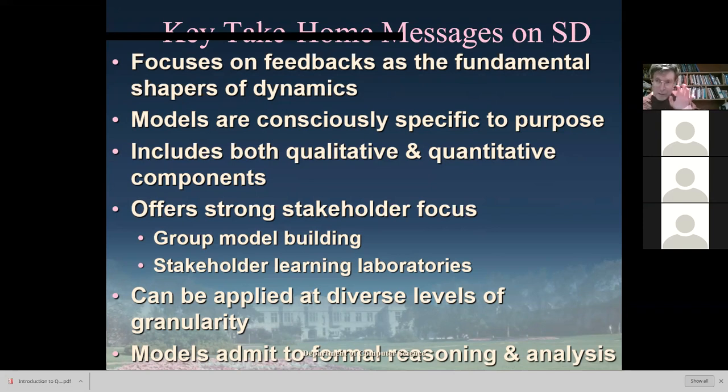So models often stay at this high level that communicates well with stakeholders, and stakeholders often interact with them in real time and can sharpen their thinking and try out ideas and learn from the simulation model how to think more crisply and deeply and quickly about a system.